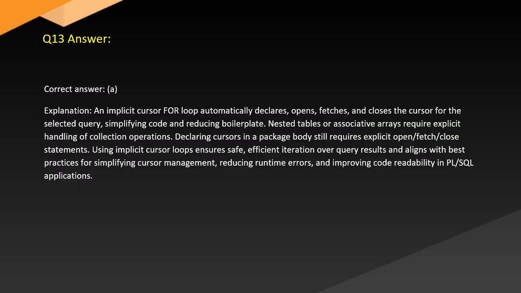Answer. Correct answer: A. Explanation. An implicit cursor for loop automatically declares, opens, fetches, and closes the cursor for the selected query, simplifying code and reducing boilerplate. Nested tables or associative arrays require explicit handling of collection operations. Declaring cursors in a package body still requires explicit open, fetch, close statements. Using implicit cursor loops ensures safe, efficient iteration over query results, aligns with best practices for simplifying cursor management, reducing runtime errors, and improving code readability in ESQL applications.